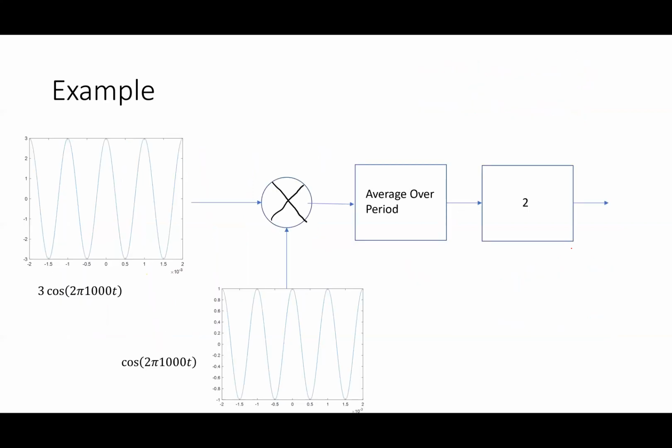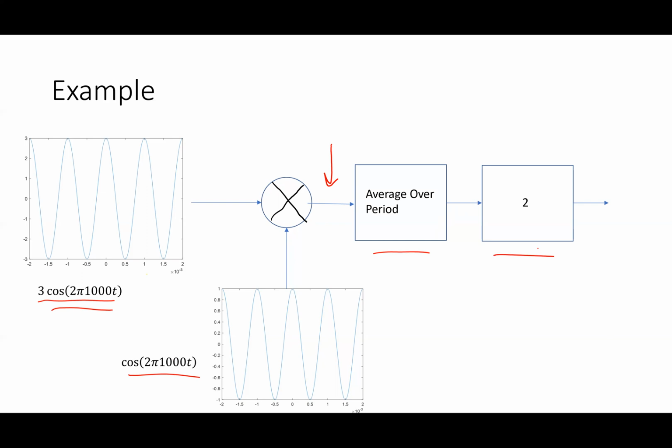What I was saying last time was, if I took this picture right here, and I had a waveform 3 cosine 2 pi 1000 t, and I took that waveform and multiplied it by cosine 2 pi 1000 t. So this is a block diagram. This is a very common thing that you're going to see in a lot of classes as you go forward. What I'm doing is I'm going to take a waveform and multiply it. That's what this X in the circle means here. I'm going to multiply this waveform here by this waveform. And then I'm going to take the output of it, average it over a period, and then take the output of that and multiply it by 2.